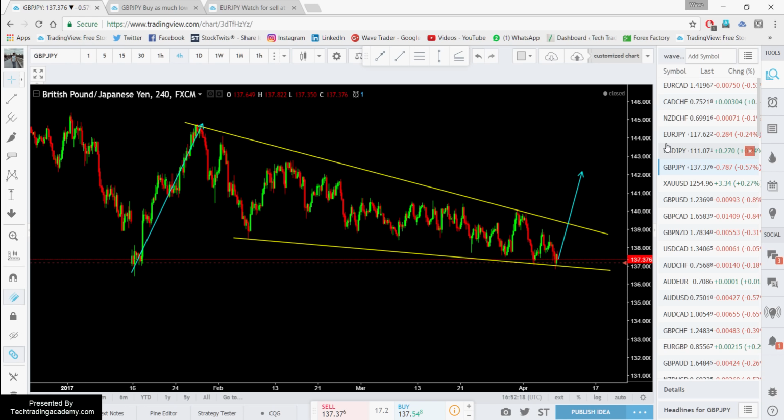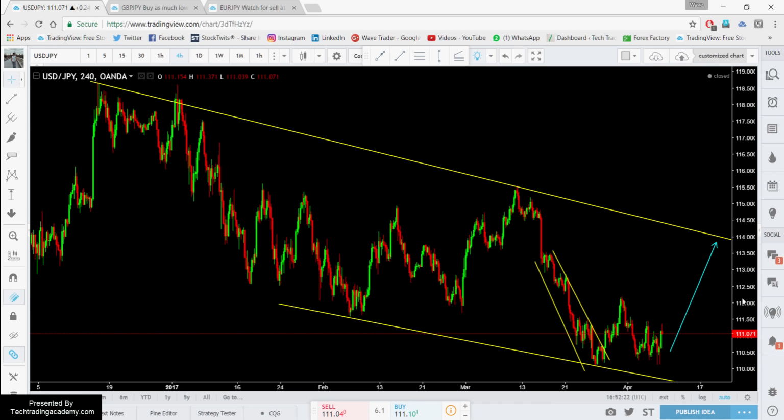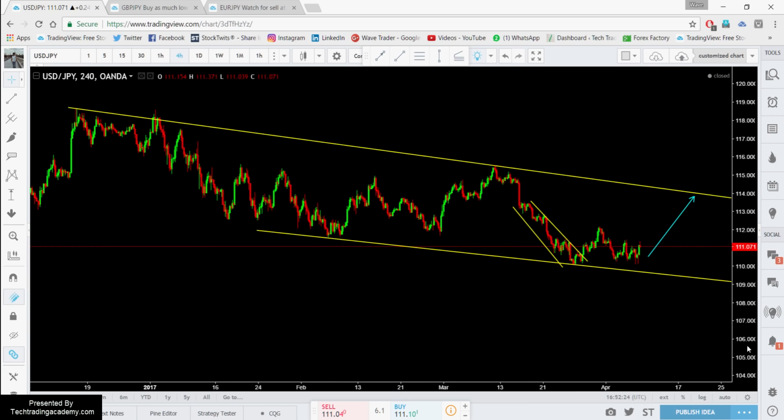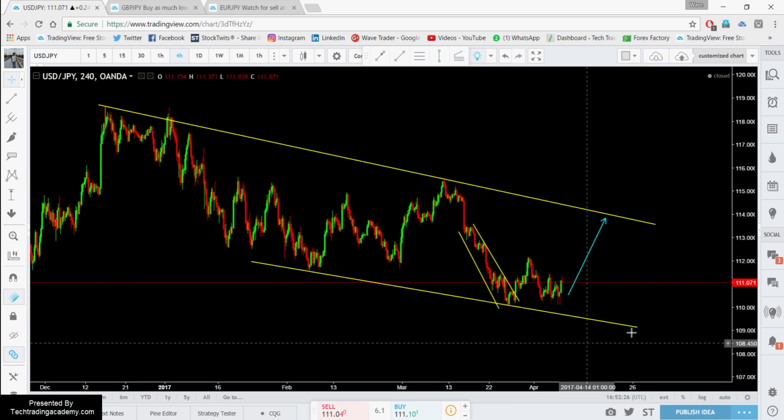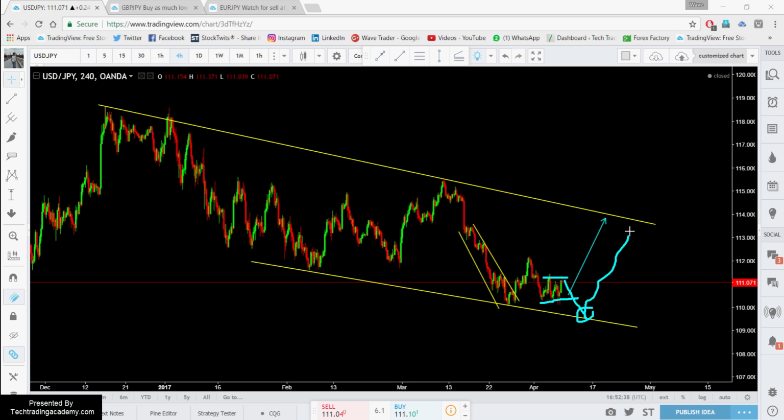Pound yen and USD yen. All right. So it is still forming a continuation pattern to the downside. Quite similar to the CAD yen. I will show you the CAD yen later on. So wait for the price to come up to this place. That is the way we're going to look for.